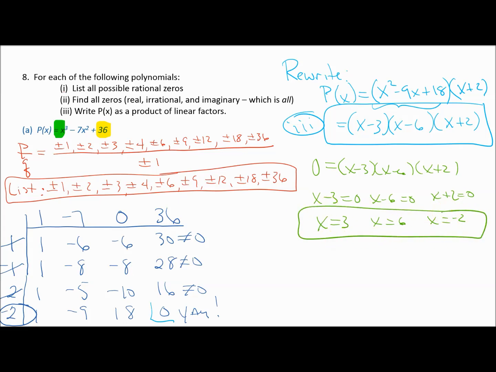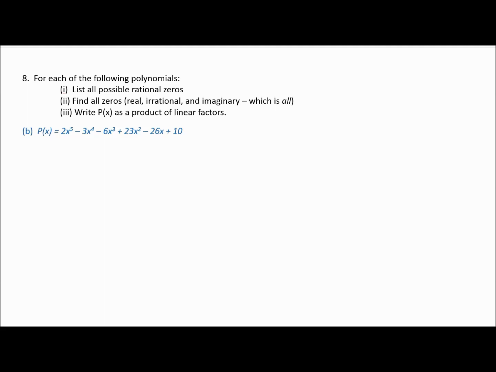How many zeros did I expect? I expected 3 because the degree of this polynomial is 3. So let's try this again. We want to find the list of possible rational zeros for this big polynomial. Notice it's a degree 5. So when we finish this, we're going to have 5 zeros. But first we need that possible list.